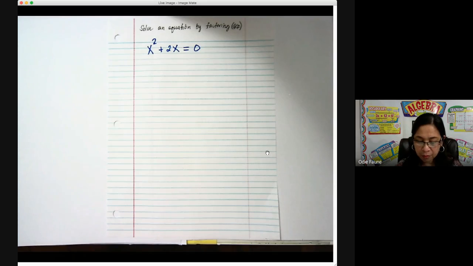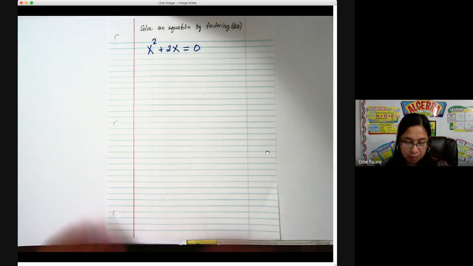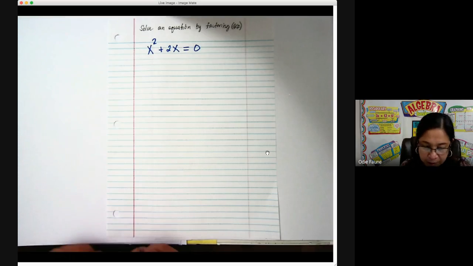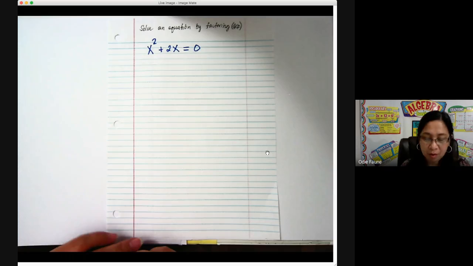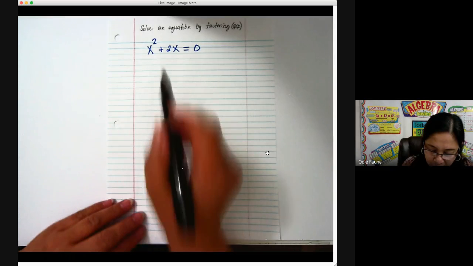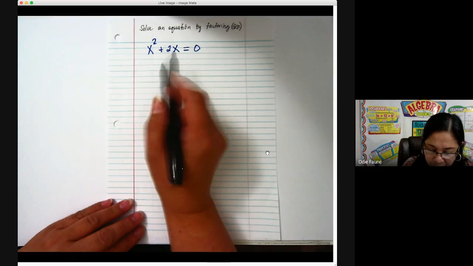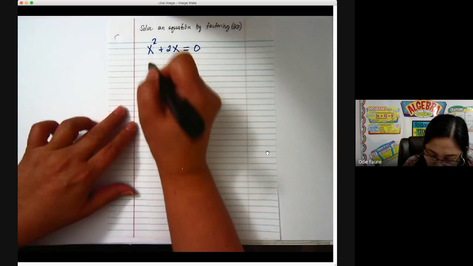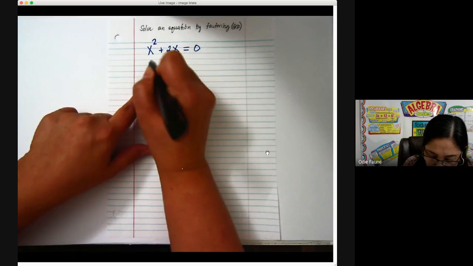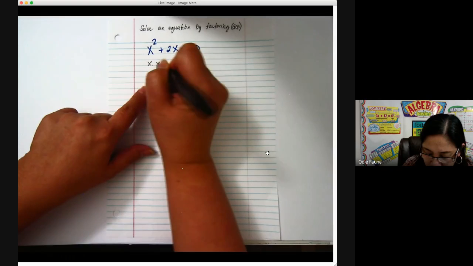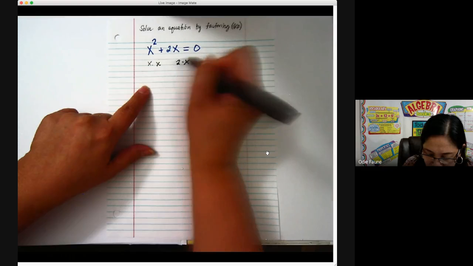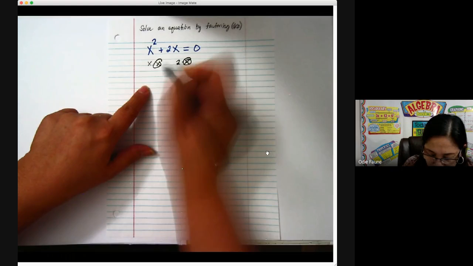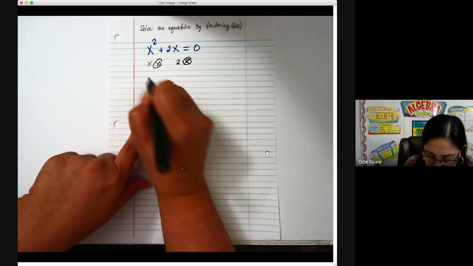In this lesson, we will do solving quadratic equations by factoring. Remember that the first step in any type of factoring is to factor out the greatest common factor. So in this equation, I will factor out the greatest common factor. The greatest common factor is x. They both have x. So this is x times x, and then the other one is 2 times x. The x is common. So my greatest common factor is x.